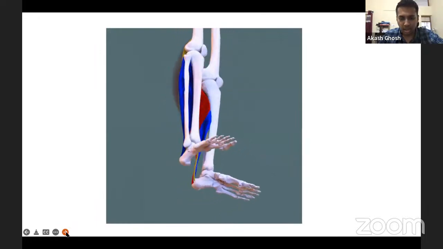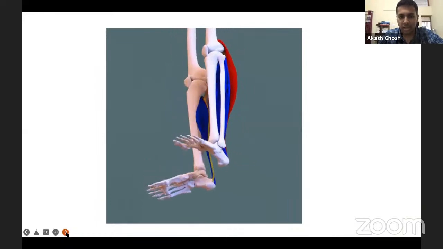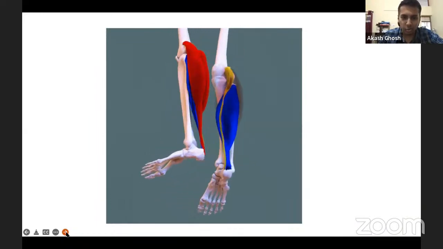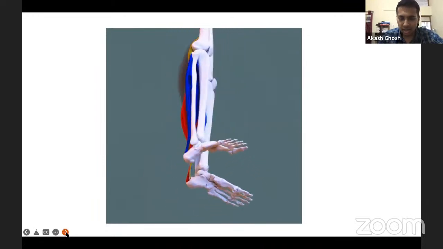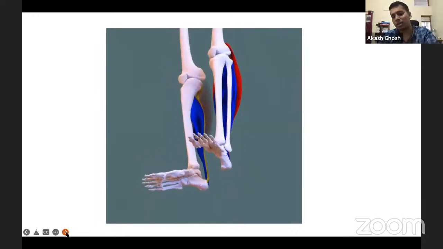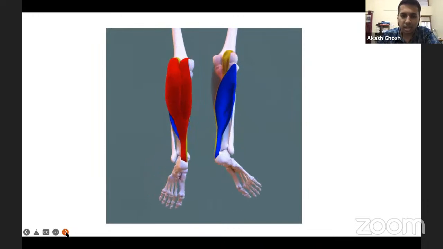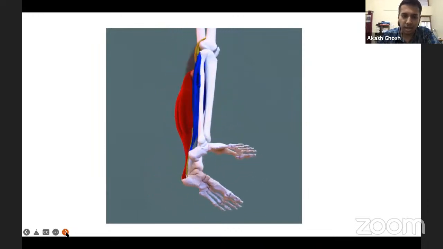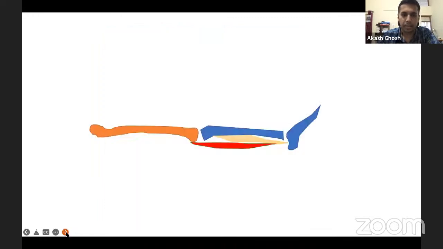So this is the gastrosoleus complex. You can see that the gastrocnemius actually passes across not two but three joints. It passes across the knee joint, the ankle joint, and the subtalar joint. This is important to remember. And the soleus originates in the posterior tibia and fibula and inserts onto the calcaneum through the Achilles tendon.